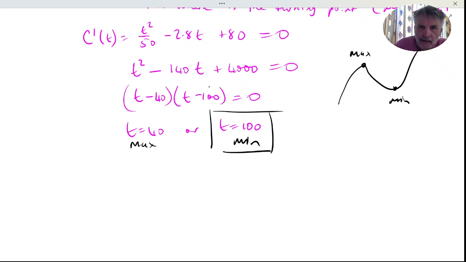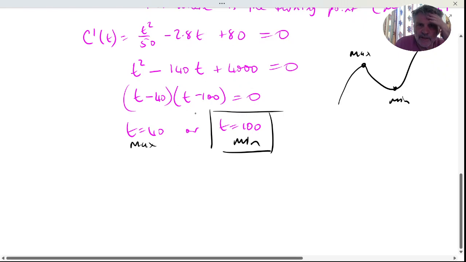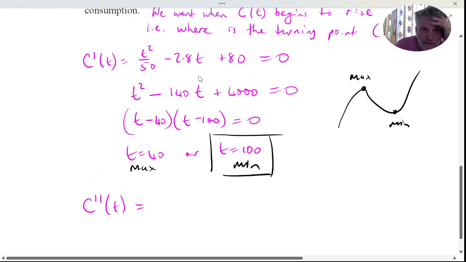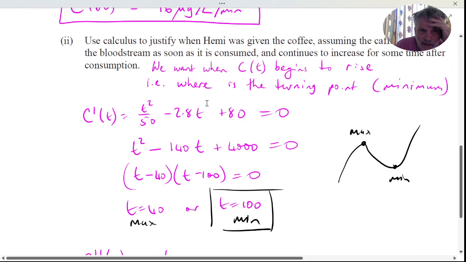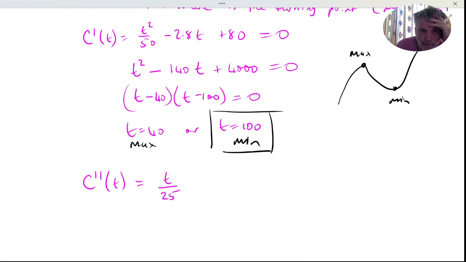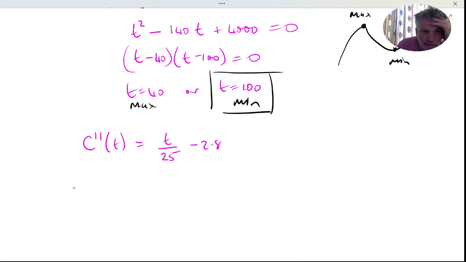You can use calculus to do this, well, a more formulaic approach of calculus. Find the second derivative. So you've got t squared over 50, so it's 2 times t over 50, which will be t over 25, and then minus 2.8. That's the second derivative, and we can evaluate it at both of these points.